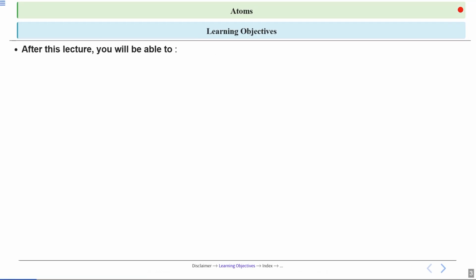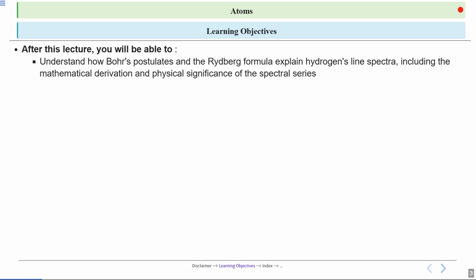Let's start by looking at what you will be able to do after this lecture. Our focus is on atoms and we will be building up your understanding step by step. First, you will learn how Bohr's postulates and the Rydberg formula help us explain the line spectra of hydrogen. We will go through the math behind these ideas, but also talk about what the spectral series mean physically.